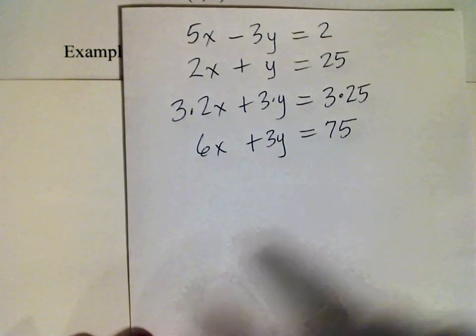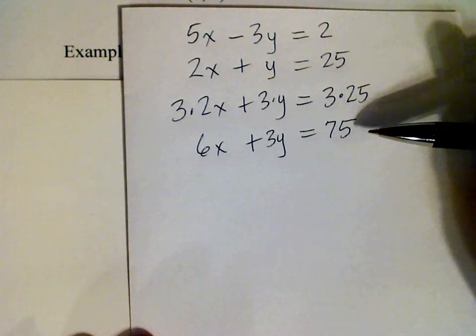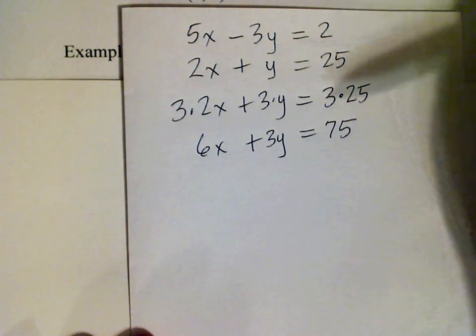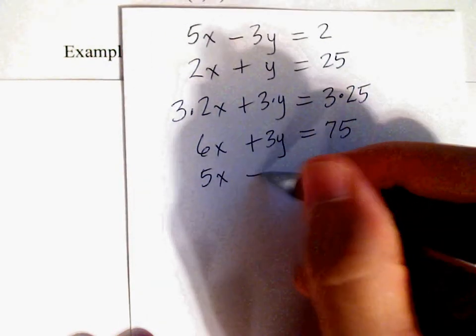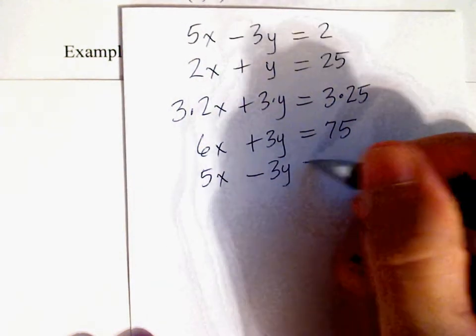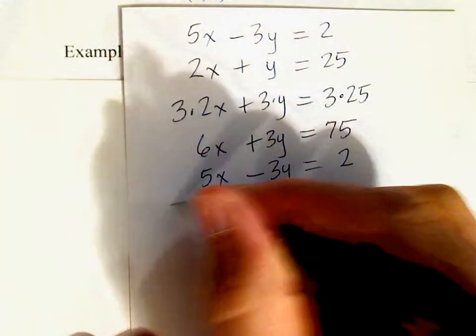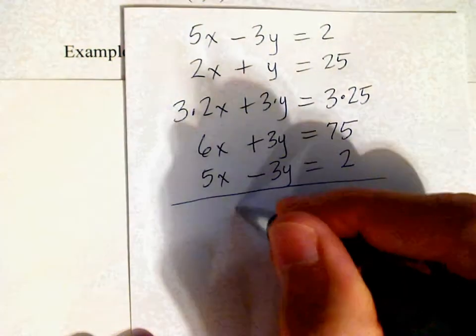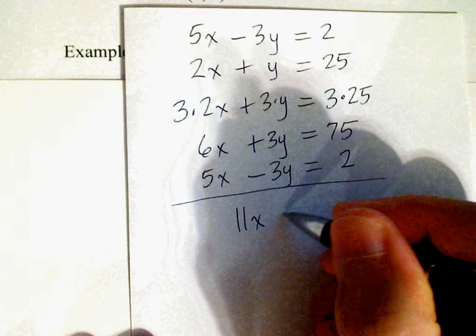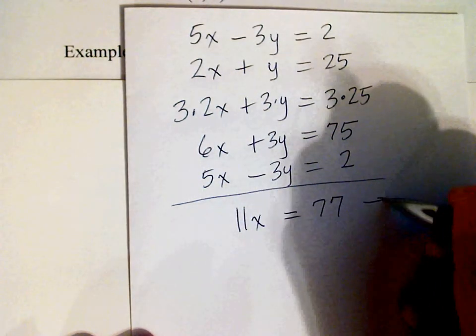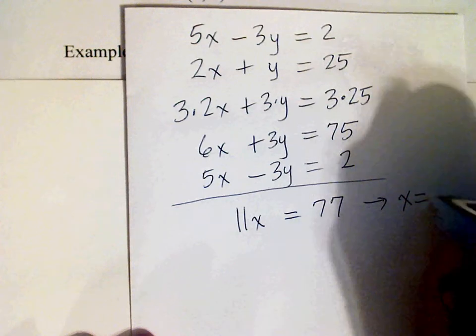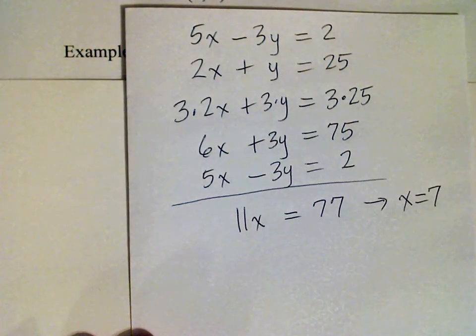Now see, the modified second equation and the first equation are set up for eliminating the y. Again, all we have to do is add the two equations, and we get 11x is equal to 77. Therefore, x has to equal 7.